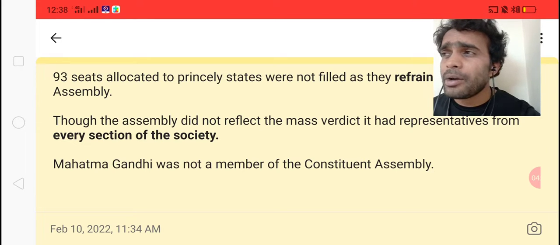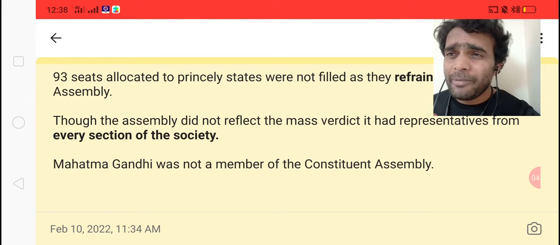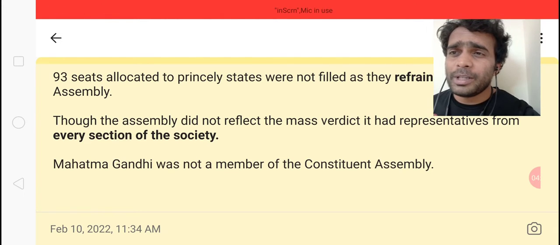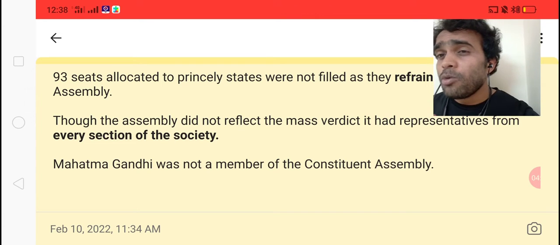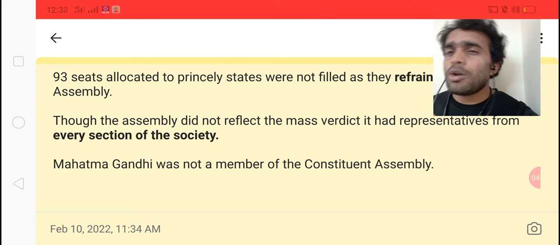Though the assembly did not reflect the masses, it had representatives from every section of society, every religion, women, tribal leaders, Dalit leaders, backward people; everyone was part of this Constituent Assembly. And one important fact which we must remember is that Mahatma Gandhi was not a member of the Constituent Assembly.